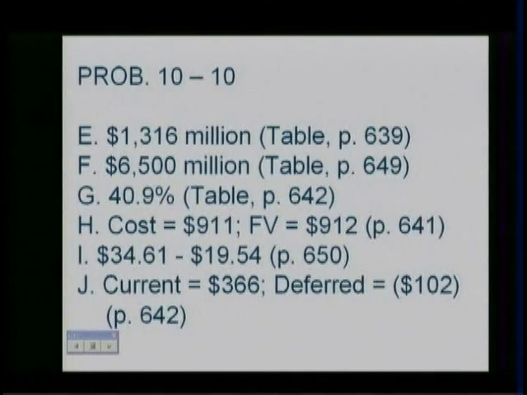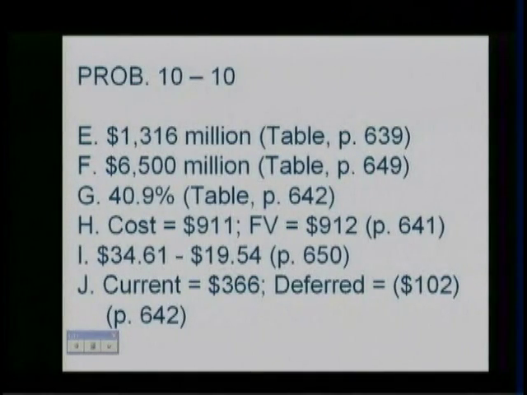The company's effective tax rate, I found that to be 40.9%, and again that was in a table on page 642. The adjusted cost and estimated fair value of investments held in corporate bonds, I found that on page 641, and the cost was $911 million and the fair value was $912. The market price range of common stock in the fourth quarter of 2001, you would typically find stock prices and dividends at the very end of the annual report, and this is true on page 650. I found the range to be quite significant there. You can see from $19 to $34.